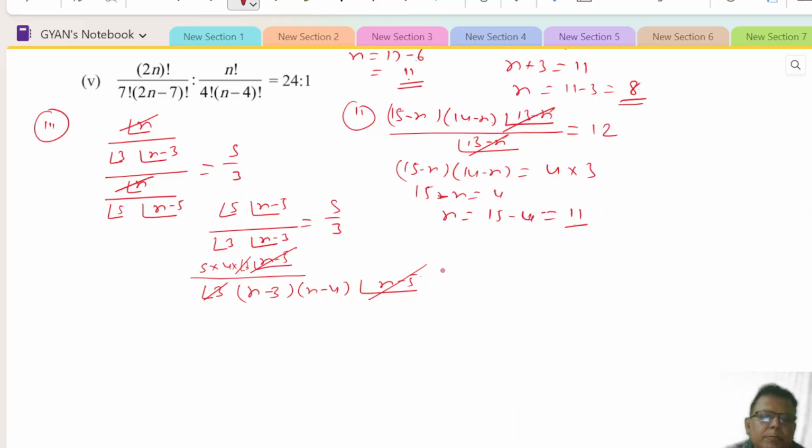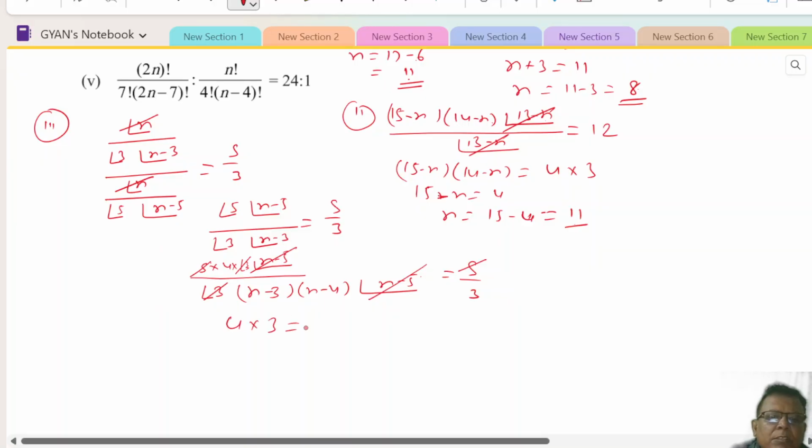This is equal to 5 by 3. So this 5 will get cancelled, and this will be 4 into 3 is equal to (n minus 3) and (n minus 4). This is also consecutive. So 4 will be n minus 3. 4 is equal to n minus 3. So n is equal to 7. So this is question number 3.